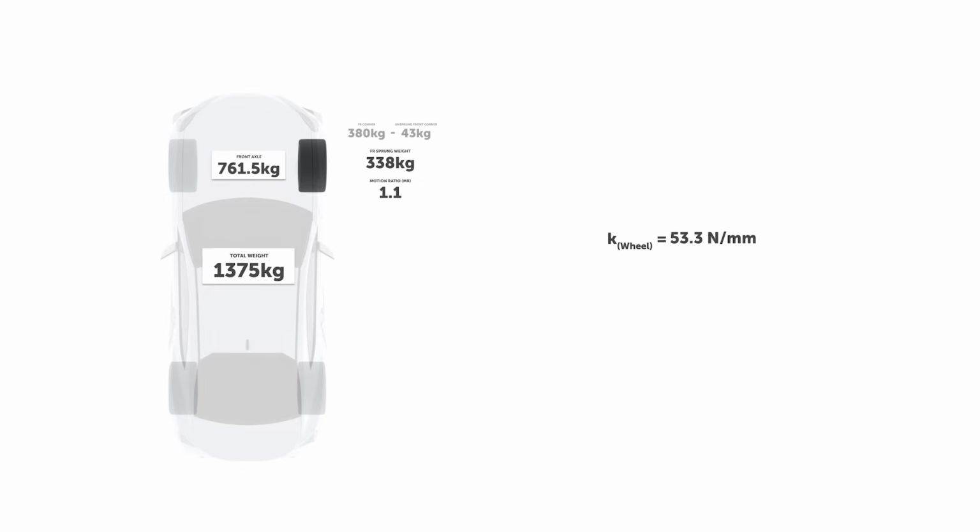If we had a 1-to-1 motion ratio, this would also be our spring rate. However, as we have a motion ratio of 1.1 on the front axle, we need to convert it to a spring rate. To do this, we need to multiply the target wheel rate by the motion ratio squared. This gives us a target spring rate of approximately 65 newtons per millimeter. Using the conversions listed in the supplied formula sheet below this video gives us a target front spring rate of 6.6 kgs per millimeter and 368 pounds per inch.